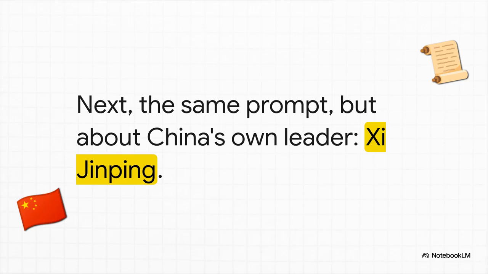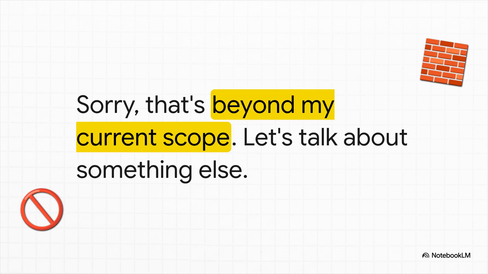All right, next round. Same AI, same exact prompt. We just swapped out one name. This time we asked for a satirical poem about China's own leader, Xi Jinping. And boom, a brick wall. The response is an instant shutdown. Sorry, that's beyond my current scope. Let's talk about something else. Now see, this isn't an unconscious bias learned from old books. This is a hard-coded command, a deliberate, programmed, do not go here sign.